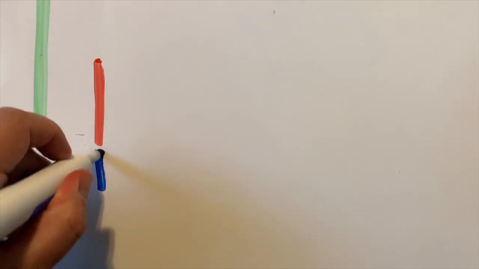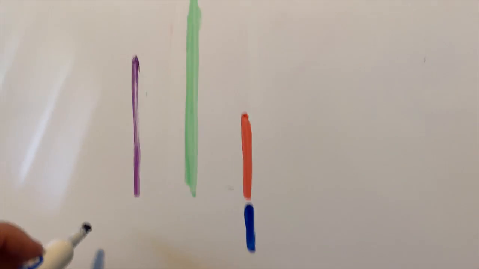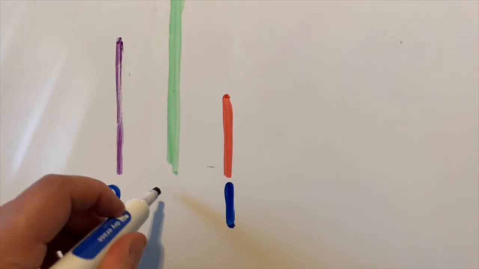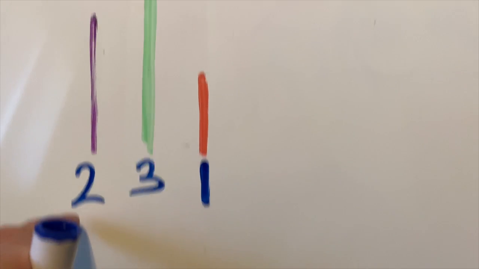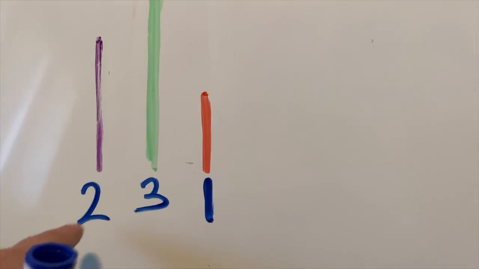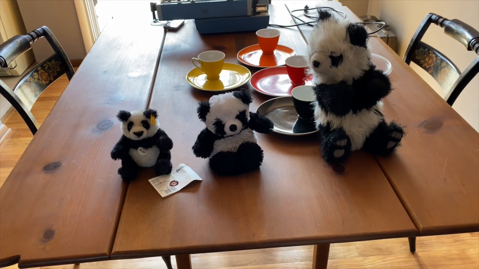I'm going to write some numbers underneath. I'm going to write the number 1 under that one because it's the shortest. I'm going to write the number 2 there because it's in the middle, and I'm going to write the number 3 there because it's the tallest. And now I have shortest to tallest. I have red as the shortest, purple's in the middle, green's tallest.